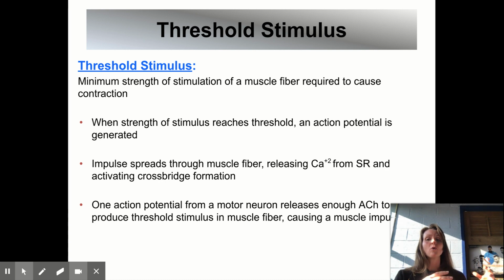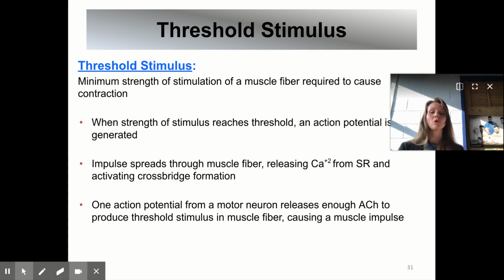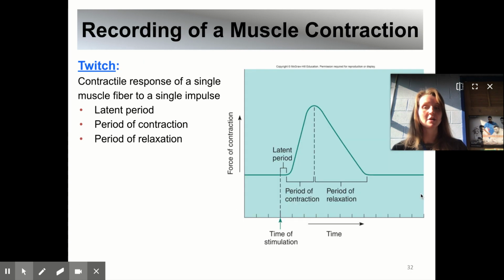So there has to be a certain amount of electricity or neurotransmitter released in order for the muscle to actually engage, in order for there to be enough calcium ions from the sarcoplasmic reticulum to open up the cross bridges from the troponin and tropomyosin. One action potential from a motor neuron releases enough acetylcholine to produce threshold stimulus in the muscle fiber, causing a muscle impulse. The variation in how much your muscle is contracted has to do with the specific types of fibers and the specific type of axon, or motor neuron, that's being stimulated.